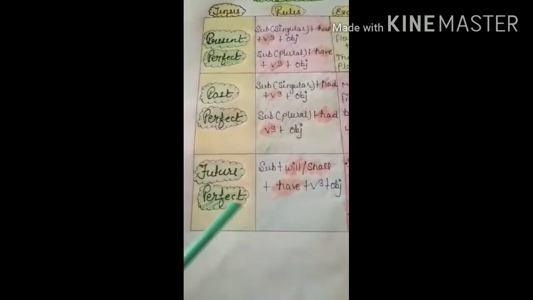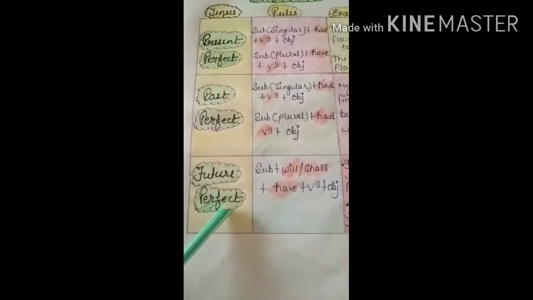Next one is future perfect tense. Students, we use this tense to express an action that will have been completed in the future at a certain time. Let me repeat. We use this tense to express an action that will have been completed in the future at a certain time. Let's see its structure. First of all, subject, will or shall plus have plus V3 plus object.